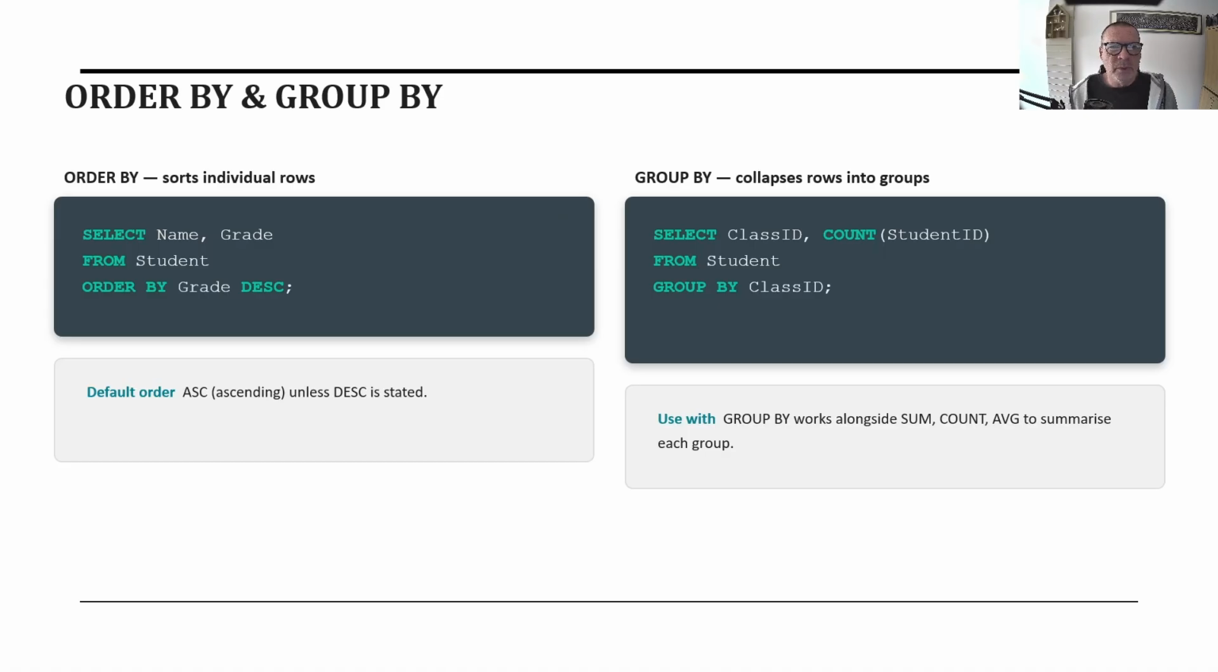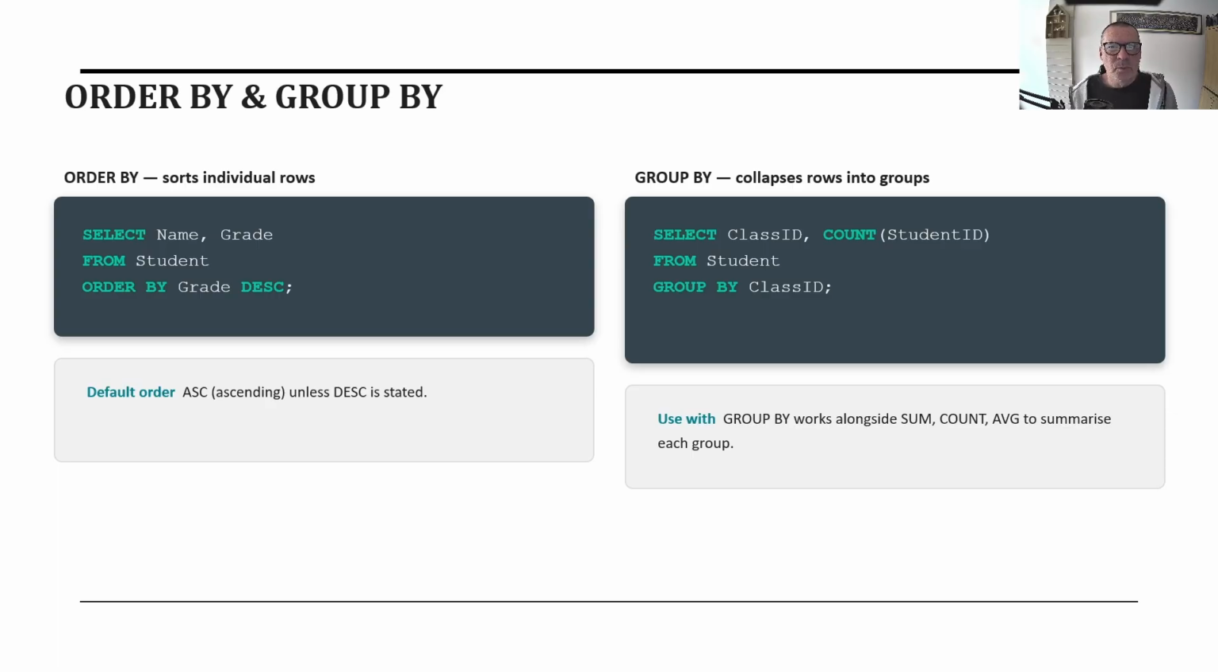We can order by to put things into either ascending or descending order. So in this example, select the name and grade from the student, order by grade, and we've specified DESC, which means descending, which means it will go from high to low, high grades down to low grades.